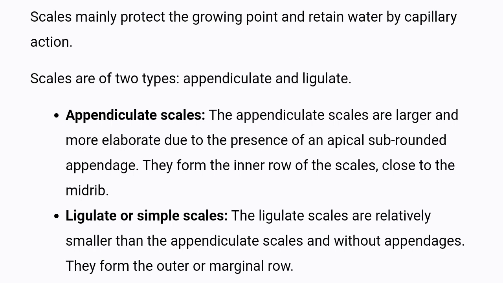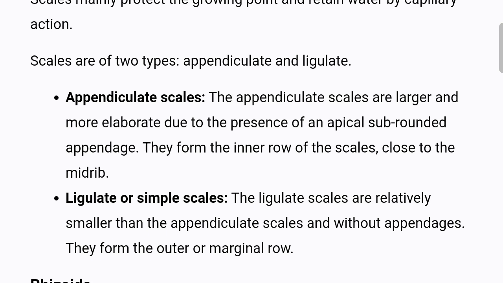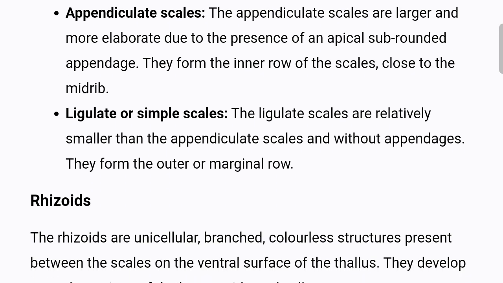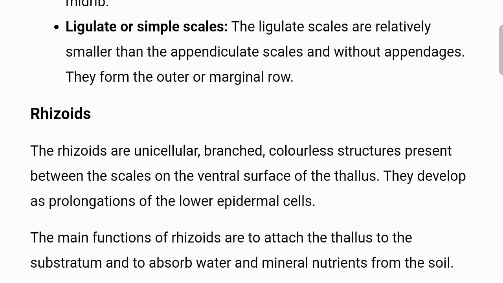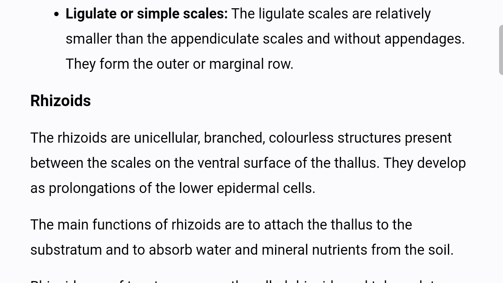Scales are of 2 types, appendiculate and ligulate. Appendiculate scales. The appendiculate scales are larger and more elaborate due to the presence of an apical subrounded appendage. They form the inner row of the scales, close to the midrib. Ligulate or simple scales. The ligulate scales are relatively smaller than the appendiculate scales and without appendages. They form the outer or marginal row.